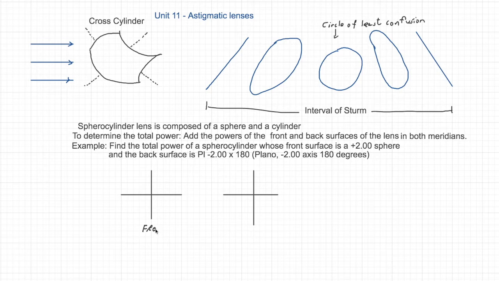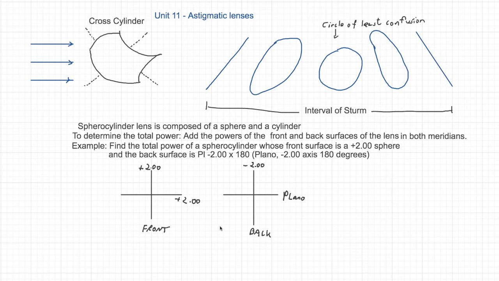So this is the front. This is the back surface. So the front surface is a +2 sphere. That means it's +2 all over. It's +2 in the 90th meridian, and it's +2 in the 180th meridian. The back surface is plano -2 axis 180. So that means that in the 180th meridian, there's no power. That's the axis. And 90 degrees away, in the 90th meridian, there it's -2.